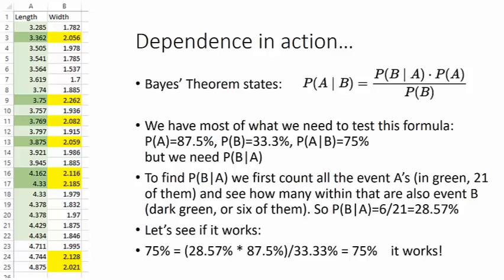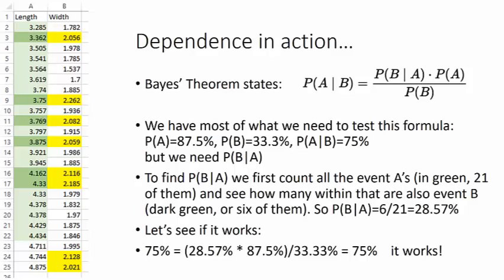And those are in a darker color green. That's where those potatoes from event A are also, their width is greater than 2 inches. So what we do is to calculate the probability of B given A. I see that there's 6 of them in dark green out of those 21, all the greens. And so that's equal to 28.57%.